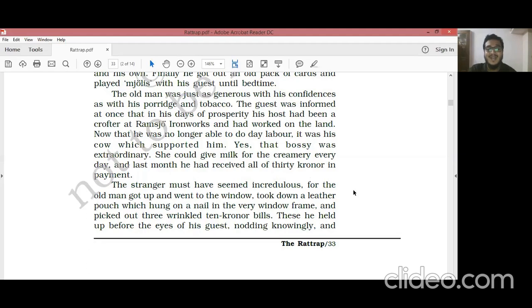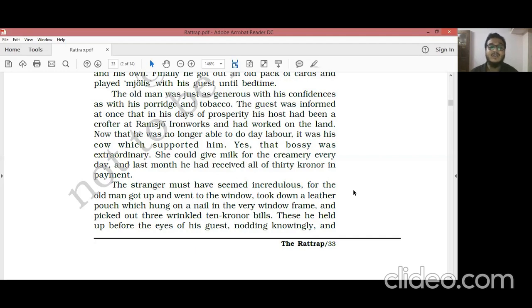The stranger must have seemed incredulous. The stranger seems to be incredulous. What is incredulous here? Unable to believe. The man was not able to believe what? For the old man got up and went to the window. Now what is the old man going to do, that the stranger was not able to accept or believe? What did the old man do?